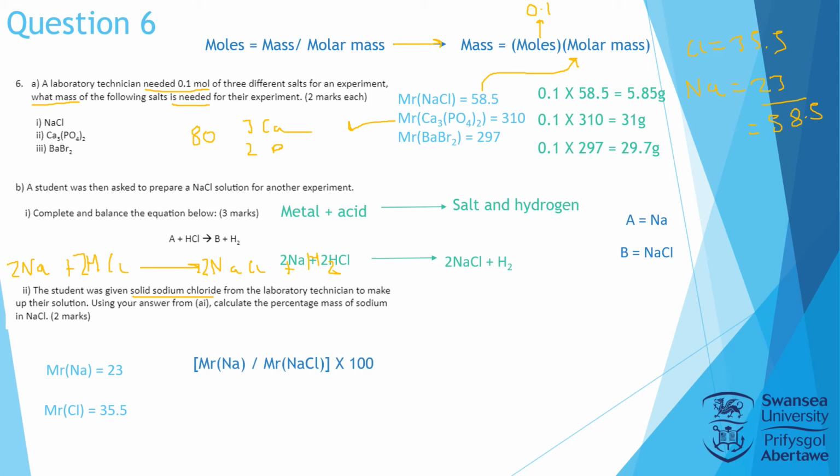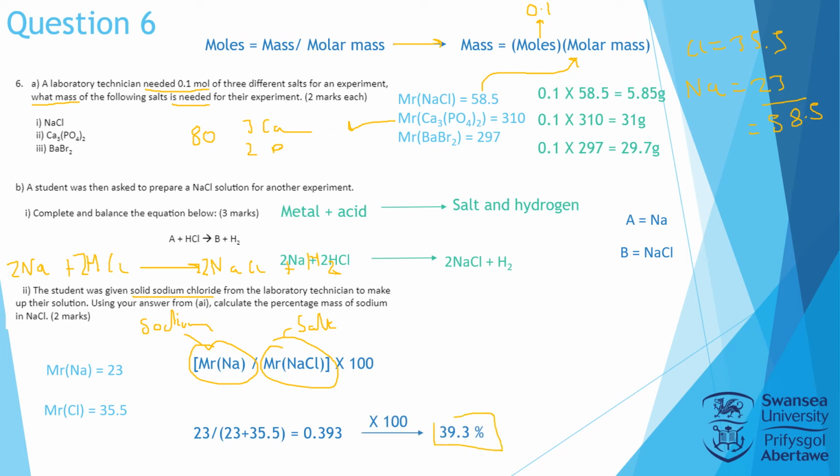And it's just a simple percentage calculation. So the mass of the sodium here, over the entire mass of the compound, which I'll just call salt because it is just normal table salt. So we end up with 23 over 23 plus 35.5. It gives us 0.393 times 100, 39.3%. That's how much of sodium chloride is made up of sodium.